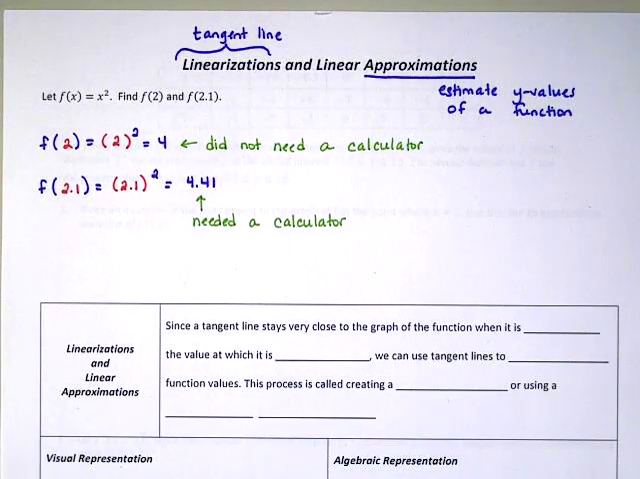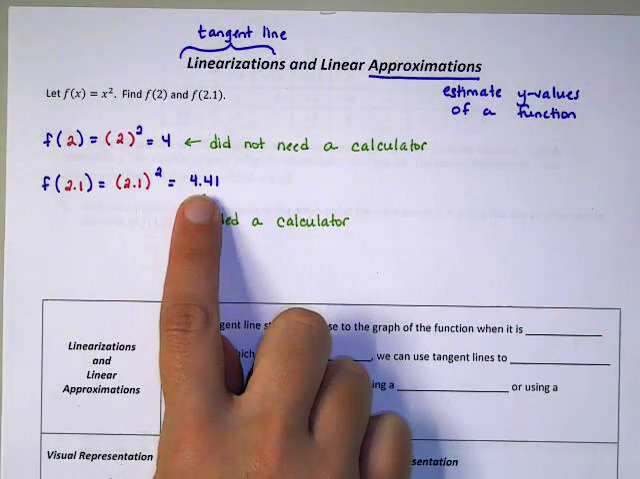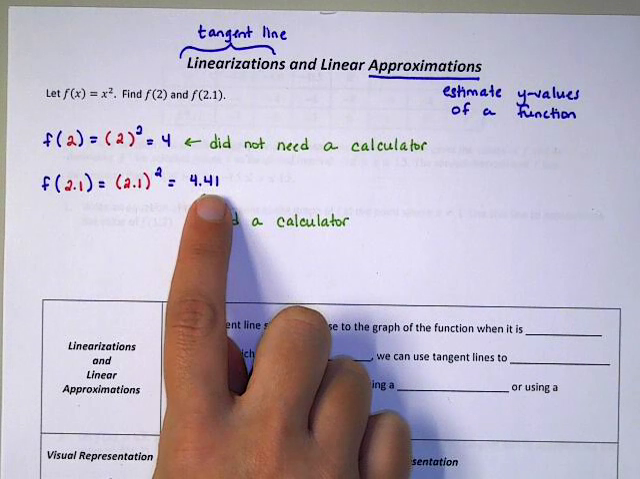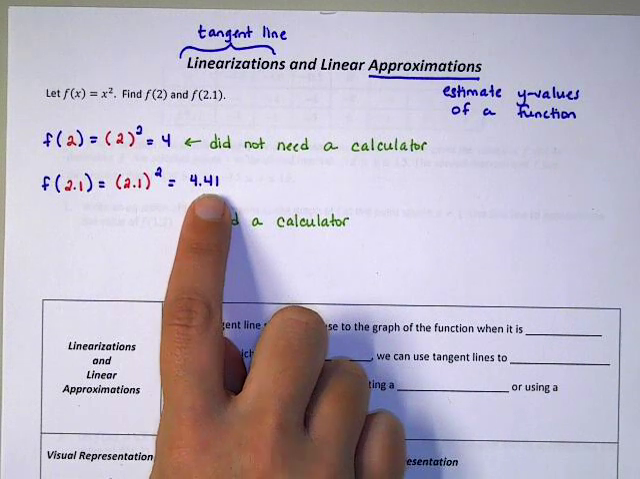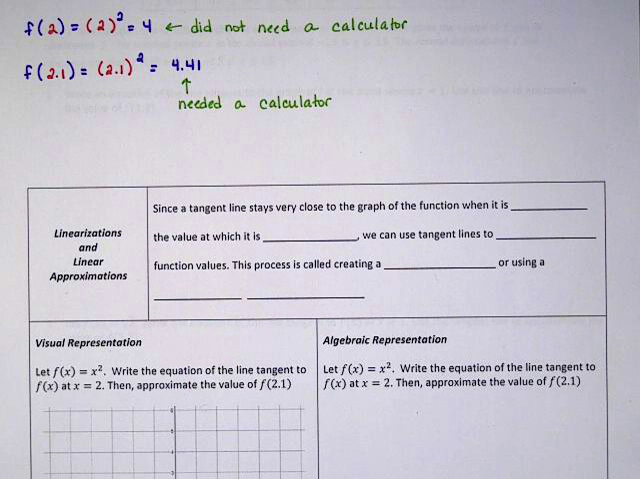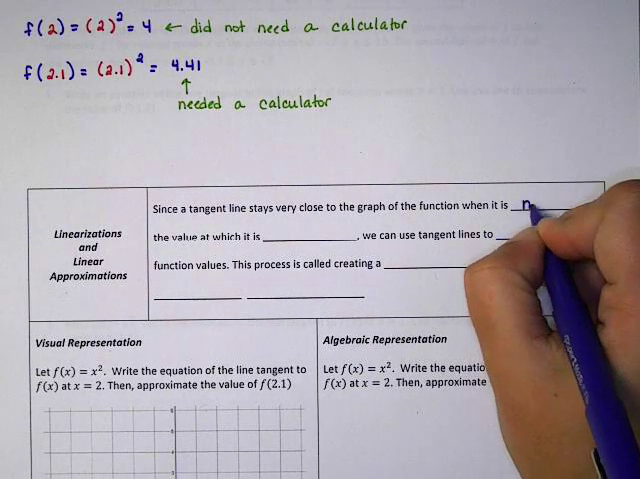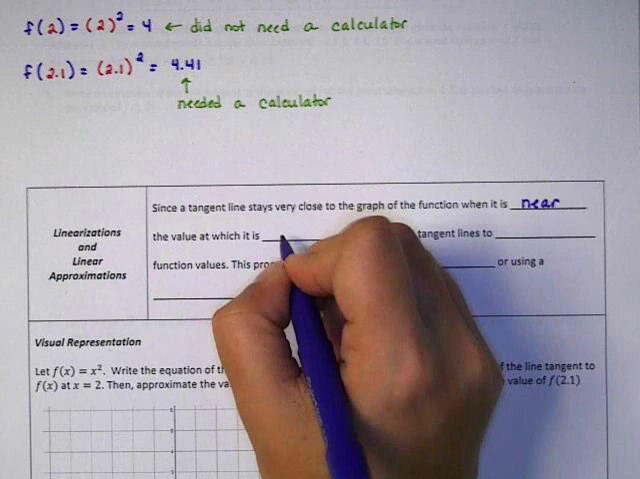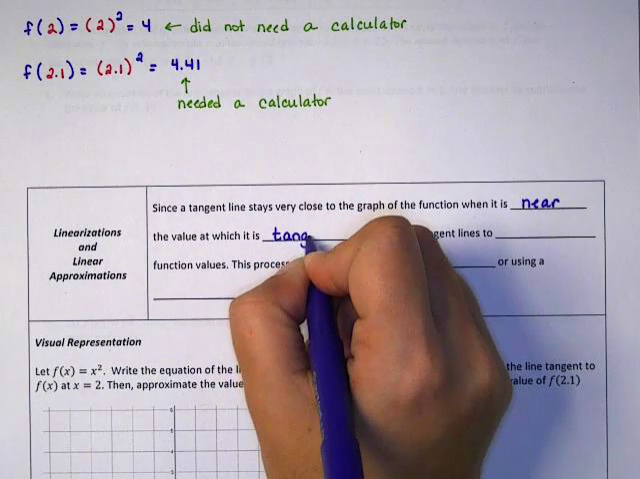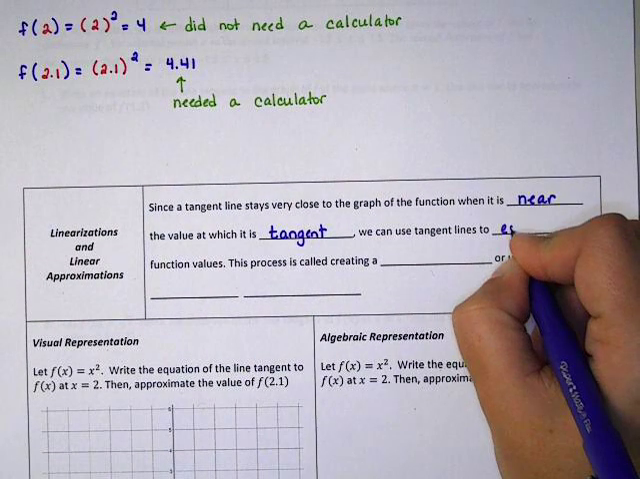The idea of today is that we are going to be able to estimate, with relatively good accuracy, these values for which we would normally need a calculator, without using a calculator. The way we're going to do that is to use a tangent line. Since a tangent line stays very close to the graph of the original function when it is near the value at which it is tangent, we can use tangent lines to estimate function values.